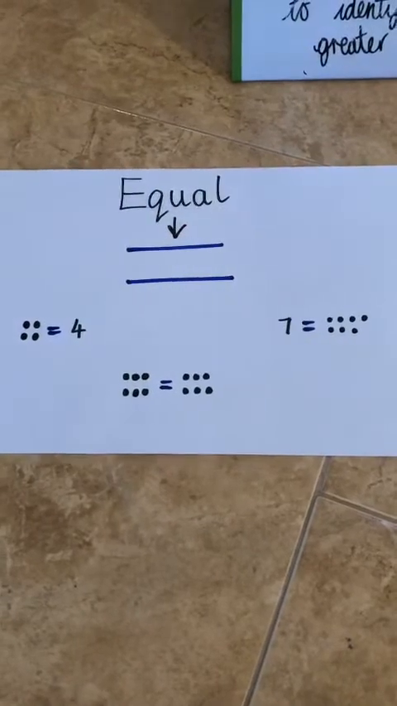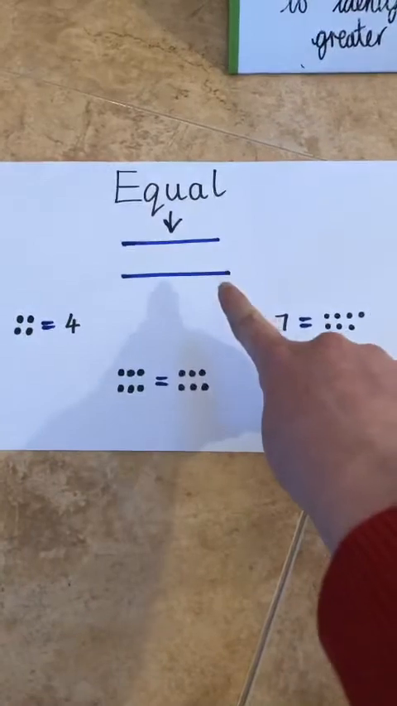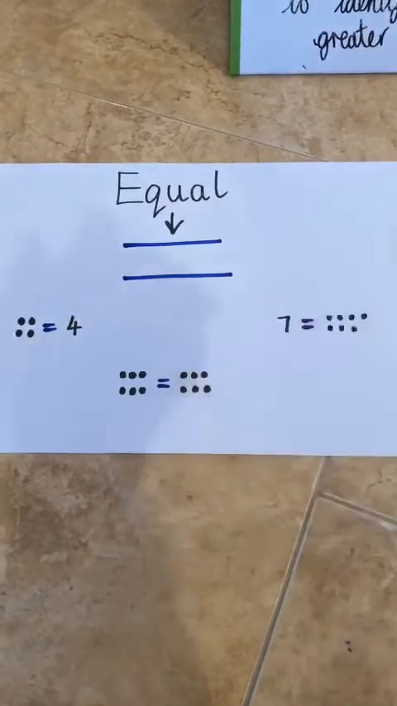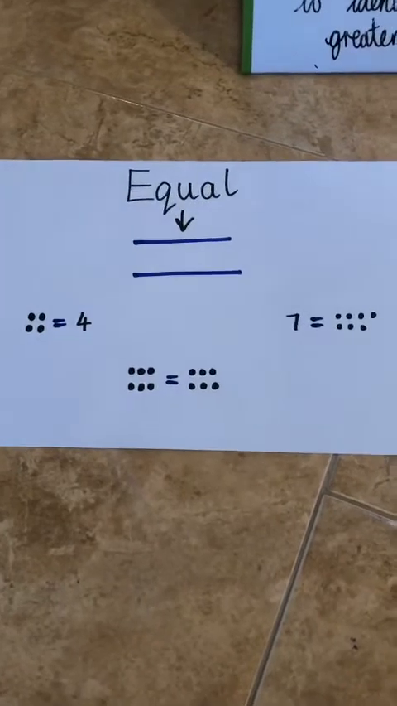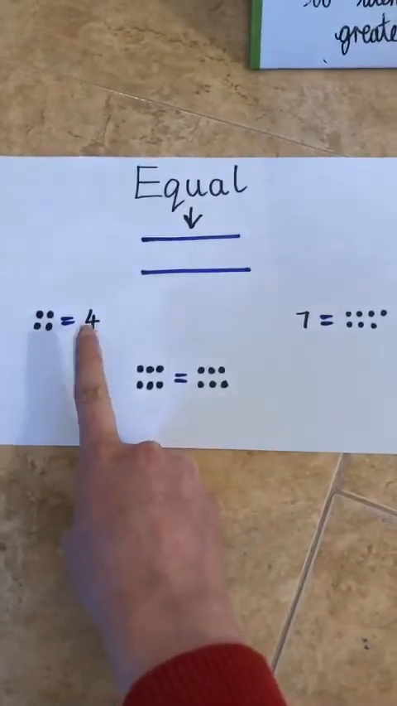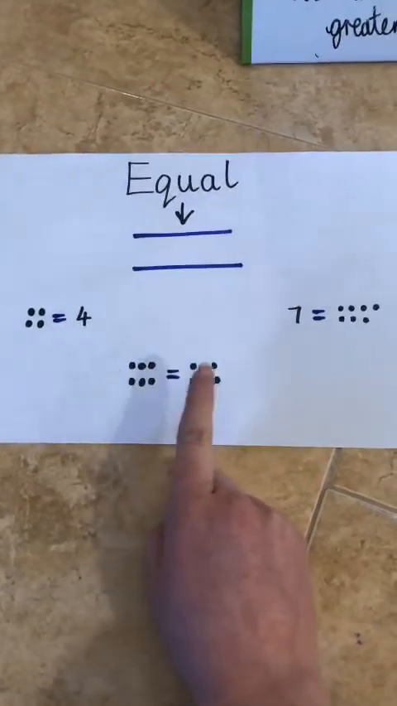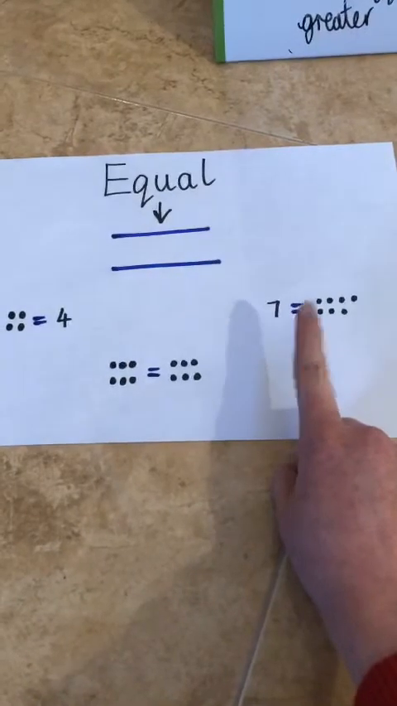Okay, so if you're doing the 1-star challenge today, you will need to know this sign, which most of you will be familiar with already for when you do sums, okay? Now this is the equal sign, okay? Now here are some examples. So 4 dots equals the number 4. 6 dots and 6 dots equal each other, they are the same. And 7 equals 7 dots.